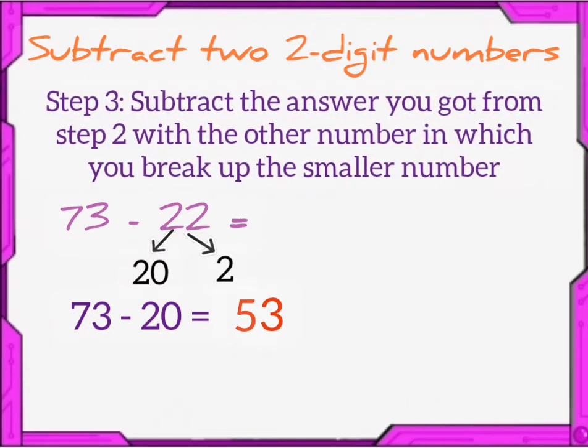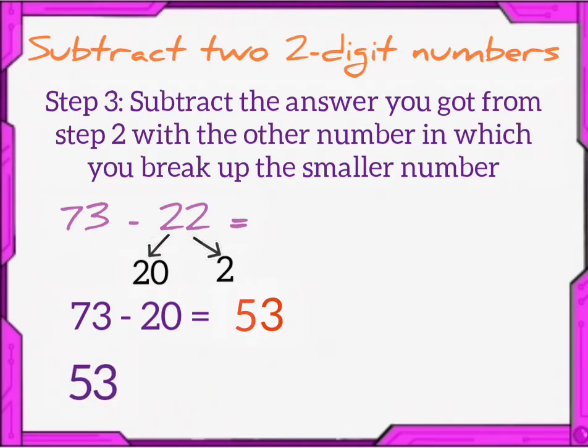So step 3. Subtract the answer you got from step 2 with the other number in which you break up the smaller number. So what was the answer we got in step 2? Yes, it was 53. And what is the other number that we break up the smaller number, which was 22? Yes, it is 2. So the third step, I will do this: 53 minus 2.